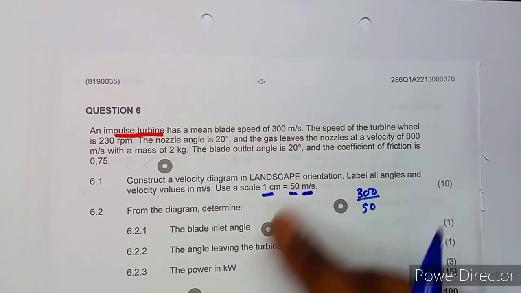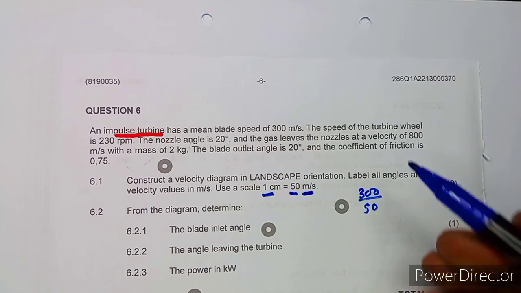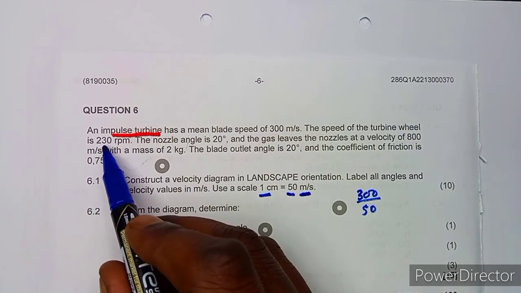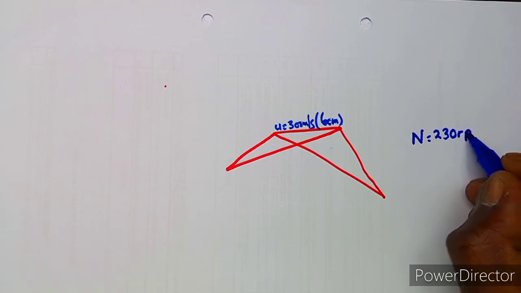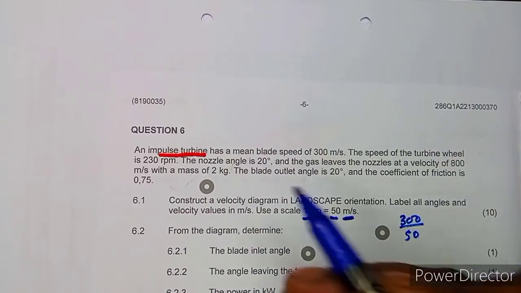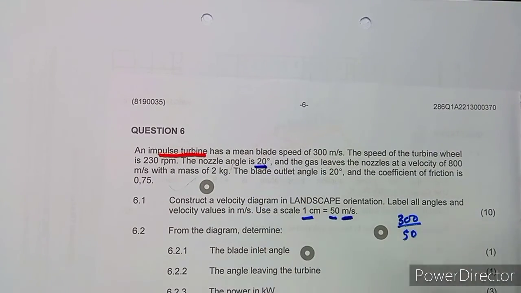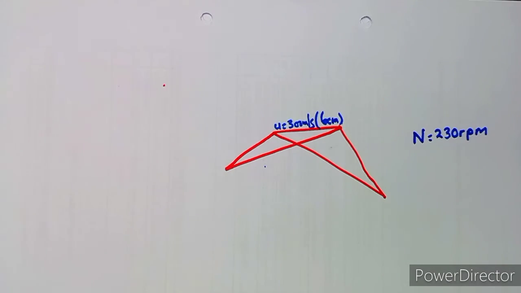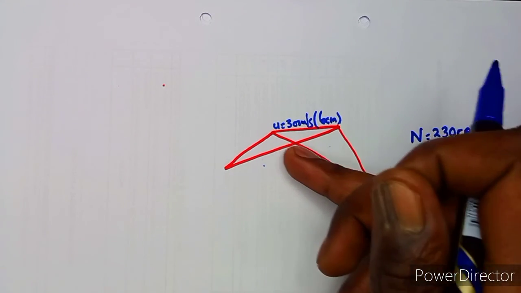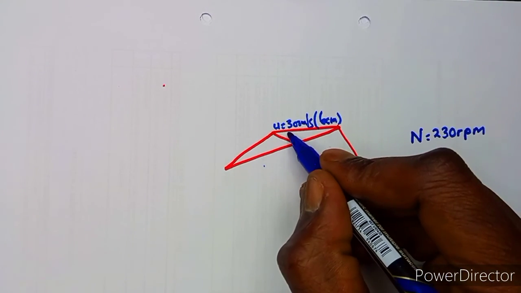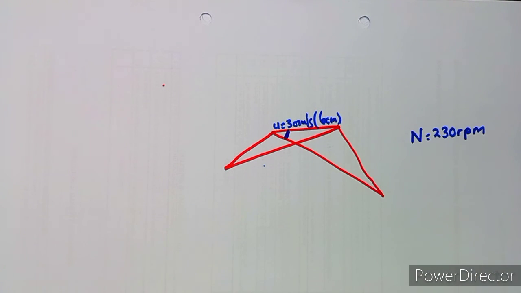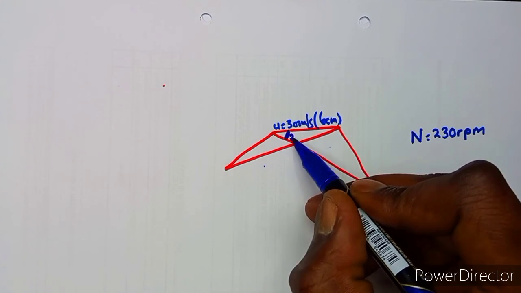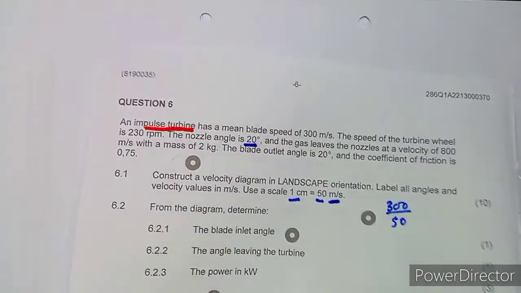What else are we given? We are given that the speed of the turbine wheel is 230 revs per minute, so n is 230 revs per minute. And the nozzle angle is 20 degrees. Remember, guys, the nozzle angle is the angle at which the steam is entering the nozzle, at 20 degrees here. That is our angle of 20 degrees somewhere there.